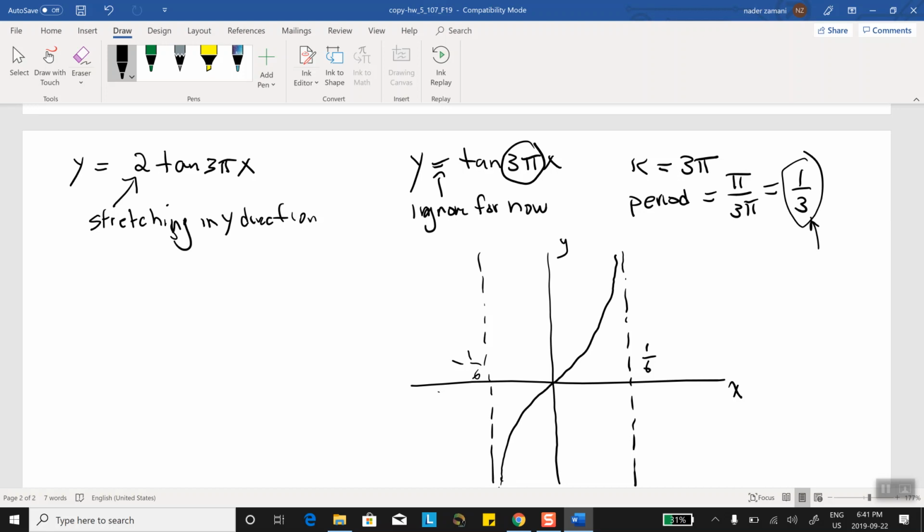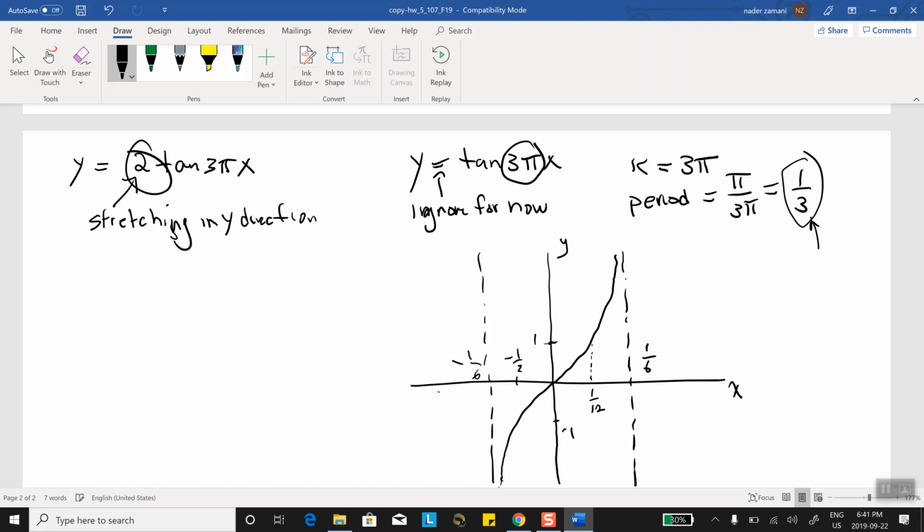For example, it's a good idea to always take one point. Maybe if I took this point, the point in the middle, which is incidentally 1 over 12, okay? And we plugged it in that 3 pi x. It's going to be tangent of 3 pi times 1 over 12. So that's pi over 4. So this height is 1. And obviously, if you go to minus 1 over 12, halfway point, this height is going to be minus 1.